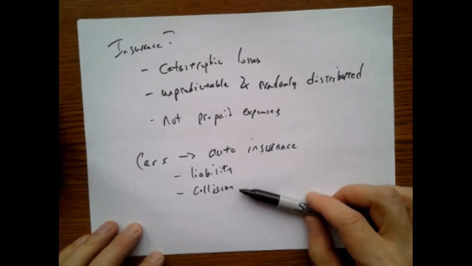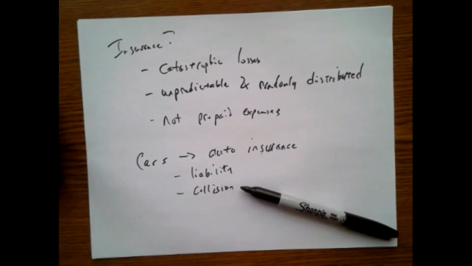So you want to have collision insurance if your car is worth a lot of money, because if you get in an accident and you total your car, your insurance company will pay you whatever the market value of your car is. Collision insurance only makes sense, though, if your car is actually worth something that would be a catastrophic loss to you. So the example I use in class that I like to joke about is I drive my wife's old minivan.